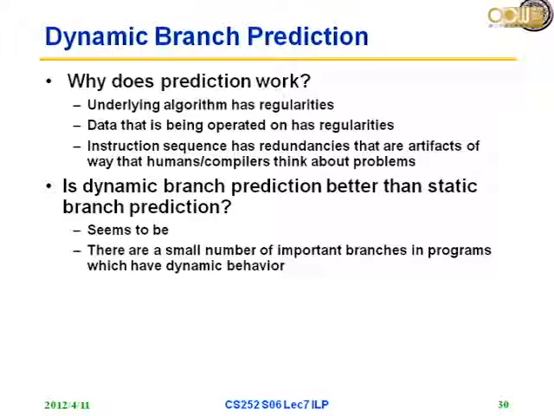But what about dynamic branch prediction? Is it better than static prediction? It seems to be. In some cases it may not be, but in general it is true. There are a small number of important branches in programs which have dynamic behavior, like the branch control.